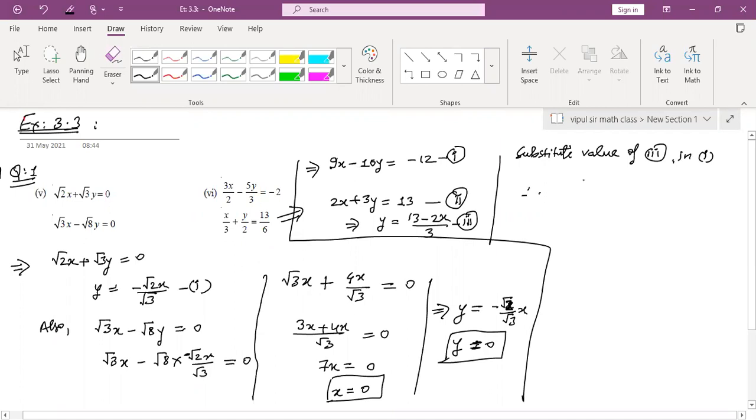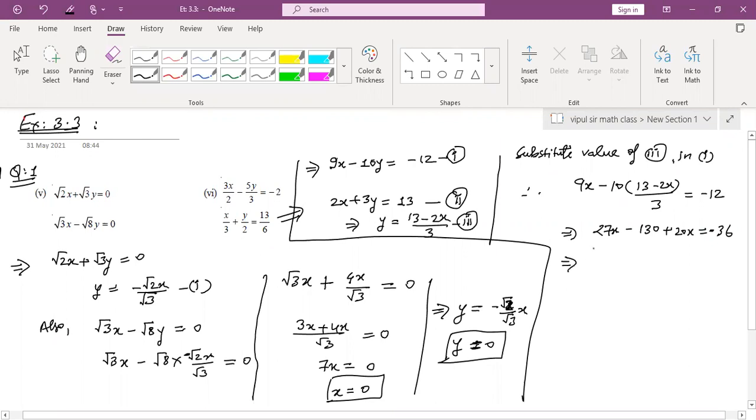Therefore, it will be 9x as it is minus 10 into y, 10 into 13 minus 2x upon 3 is equals to minus 12. And if you further simplify it, it will be 9 3s are 27x minus 13 10s are 130 and minus minus plus 10 2s are 20x is equals to, if you take this 3 to other side, it will be 12 3s are 36, minus 36. Is it clear? Or any confusion is there in this statement?